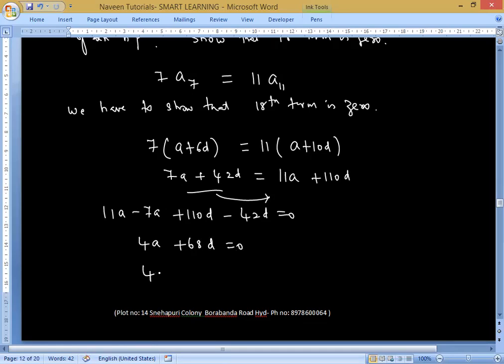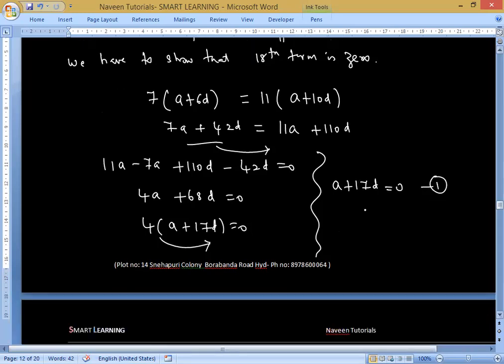11 minus 7 is nothing but 4A. 110D minus 42D, you'll get 68D is equal to 0. Now I'll take 4 common. 4 into A is 4A, 4 into 17 is 68D. So if 4 moves out, then A plus 17D is equal to 0. I'll consider this as the first equation.